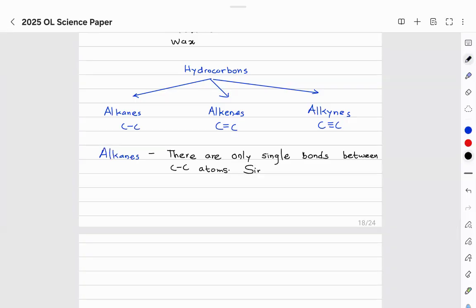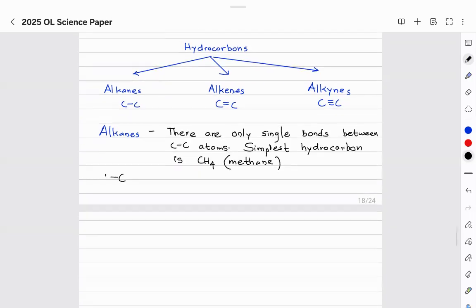So the simplest hydrocarbon, children, remember, is CH4. What is CH4? Methane. Yes, methane. Right. What is the structure? One carbon atom surrounded by four hydrogen atoms. CH4.